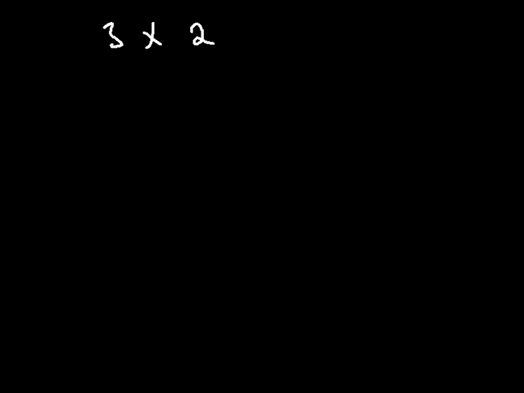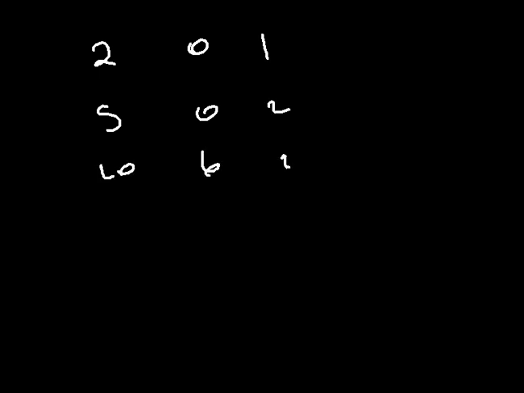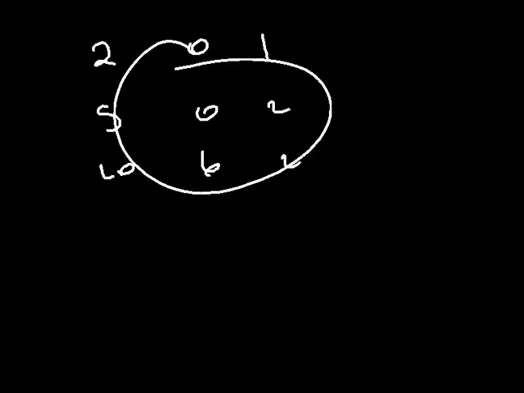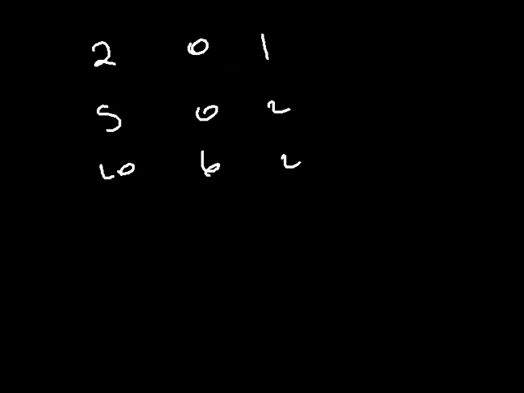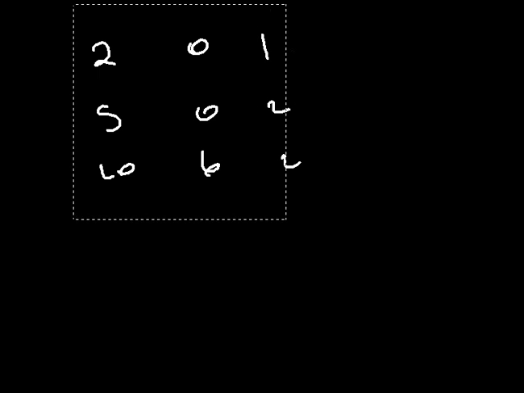And how about, let's say, a 3 by 3 matrix? A 3 by 3 matrix is the one where the number of rows is 3 and the number of columns is 3 as well. We can have, let's say, 2, 0, 1, 5, 0, 2, 10, 6, 2. So this is a typical 3 by 3 matrix. You should understand that.